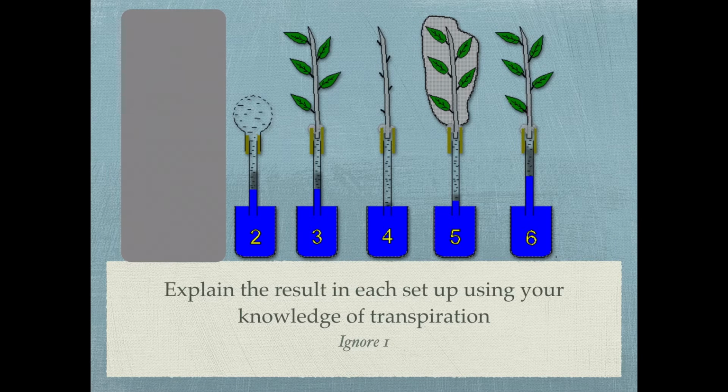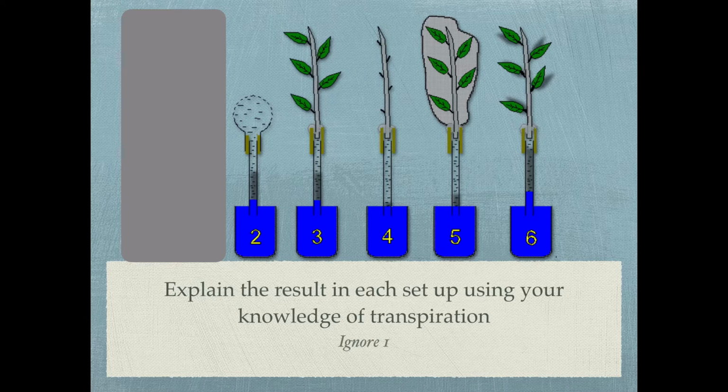Number 5's got a bag on it. So number 5 is looking at humidity. It's trapping the water round about it. I can't compare 4 and 5 because then I'd have a bag and no bag and I'd have leaves and no leaves. What I would do is compare 3 and 5. So both plants are the same number of leaves. The only difference is bag or no bag. So again, it's valid because only one variable is being changed.